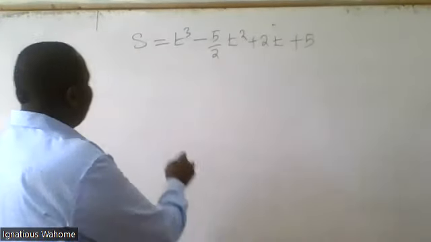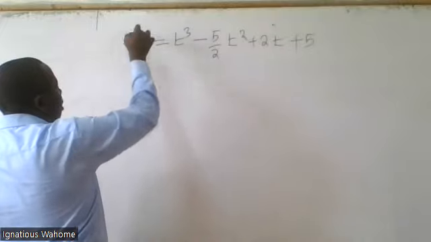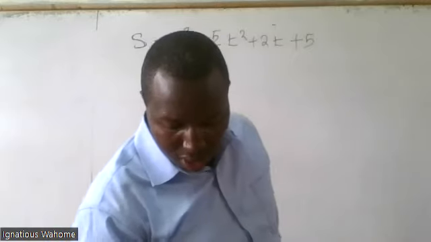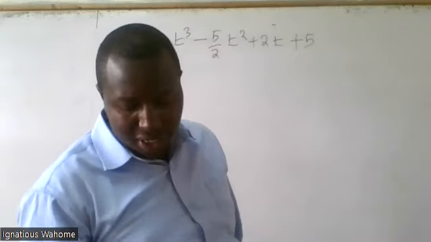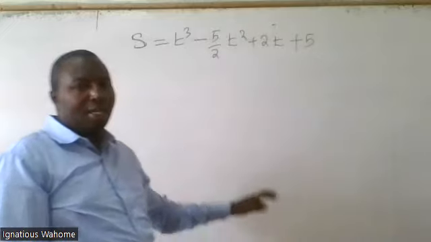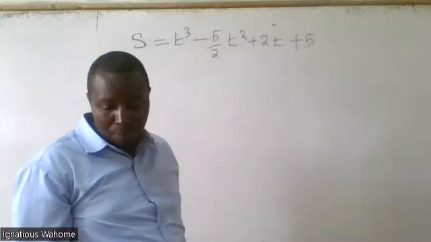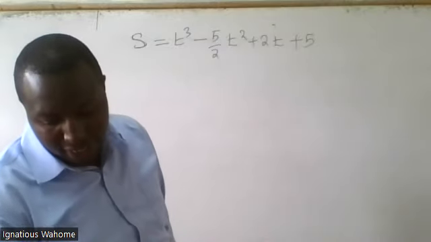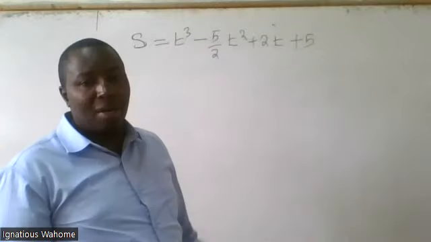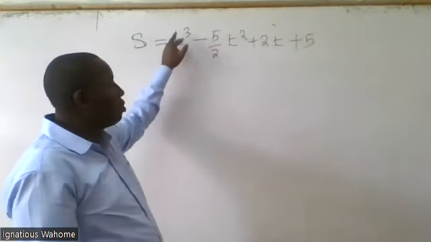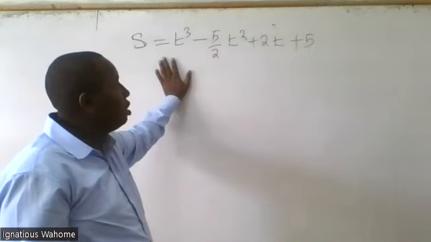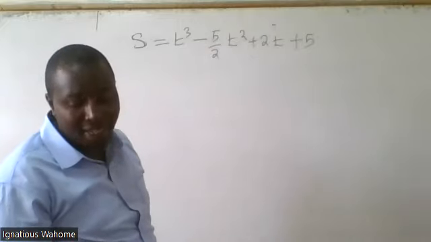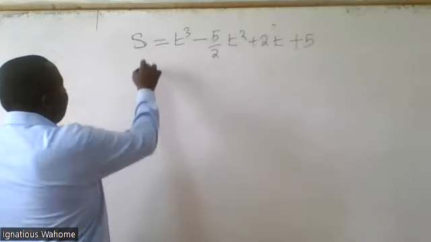Now, there's a question that you're given at a certain point. You are told the question is like this: the distance from a fixed point of a particle in motion at any given second is given by s equals t cubed minus 5 over 2 t squared plus 2t plus 5. Question A, find the acceleration after t seconds.